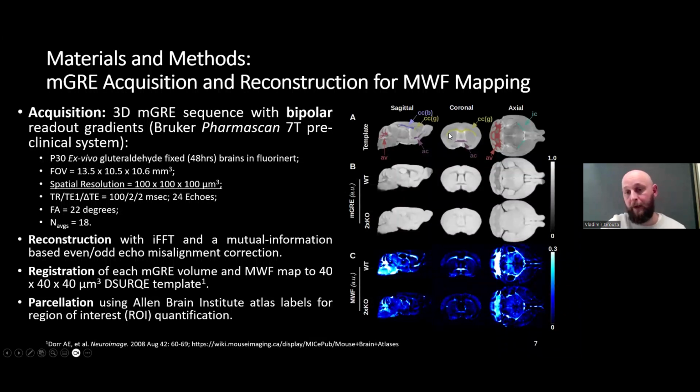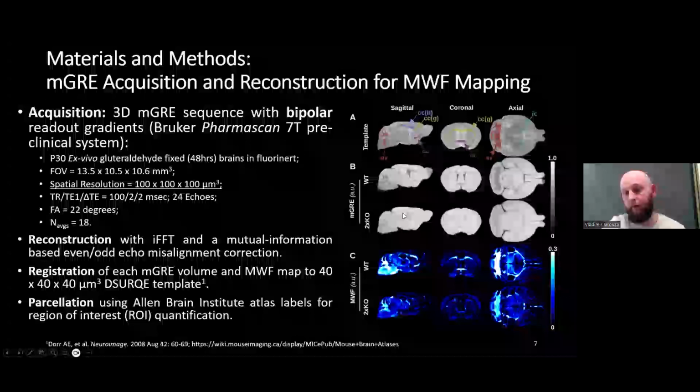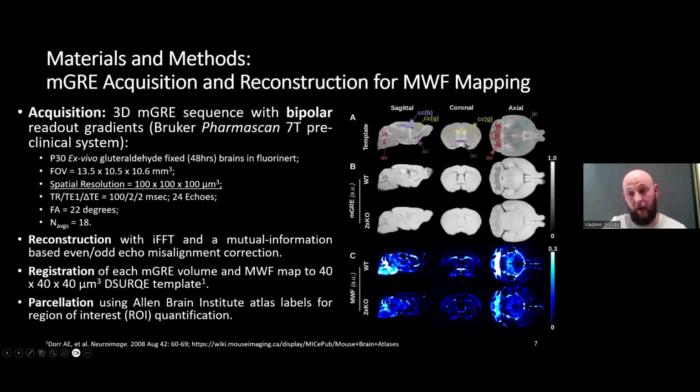So this is our template. And this is an example of a wild type and a severely hypomyelinating mouse, a double knockout. So you can see that, first of all, both have pretty good spatial correspondence to the template. And in addition to that, just at a glance of the signal averaged MGRE, you can see that there's a considerable diminishment of white matter, gray matter contrast in the double knockout, as expected. And moving on to these quantitative myelin water fraction maps, we can see that there's a pronounced MWF hypointensity exhibited globally throughout the whole brain when compared with a wild type animal.